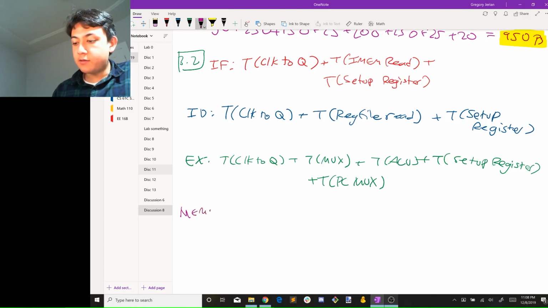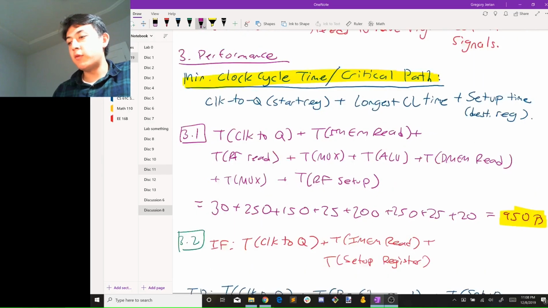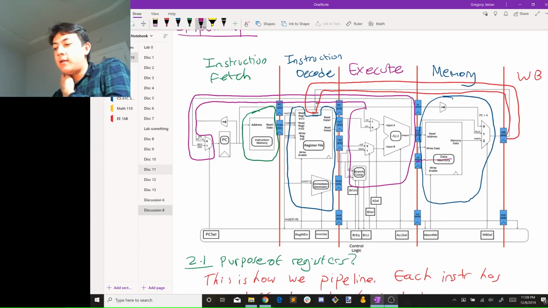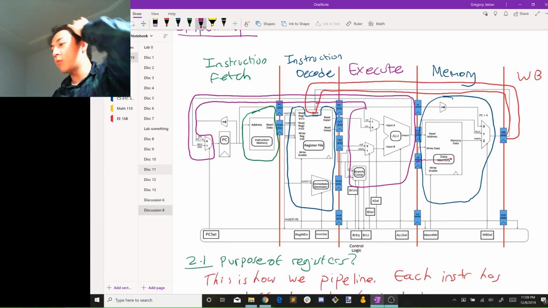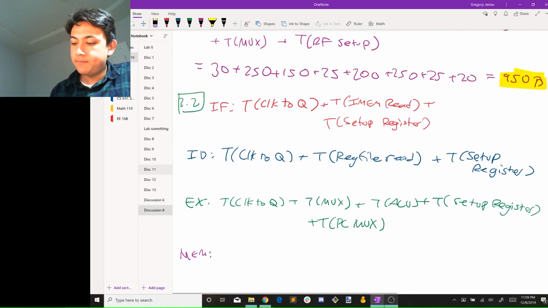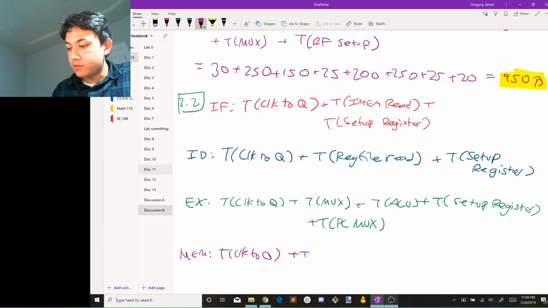Next is the memory phase. So the memory phase, we said, okay, read from a register, read something from memory. Remember, we're reading from memory because this is load word. Then we go through the mux, and then we write to this register over here. So we need the time for the clock to queue. We need the time to read from memory. We need the time for the mux. And then we need the time to write to a register. So this is a register setup.